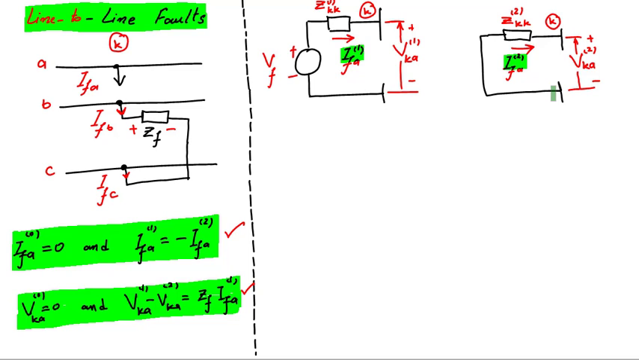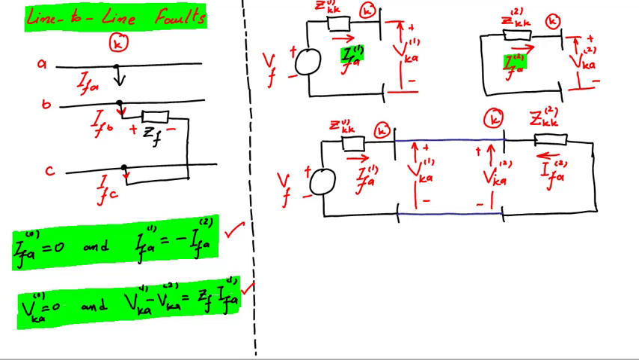So if I redraw this, it will become this: here is the connection of the positive sequence and negative sequence circuits with each other in order to satisfy this current equation. We can see that by connecting these two sequence circuits with each other, we have satisfied that IFA positive sequence is the same as minus IFA negative sequence. So the first equation has been satisfied.